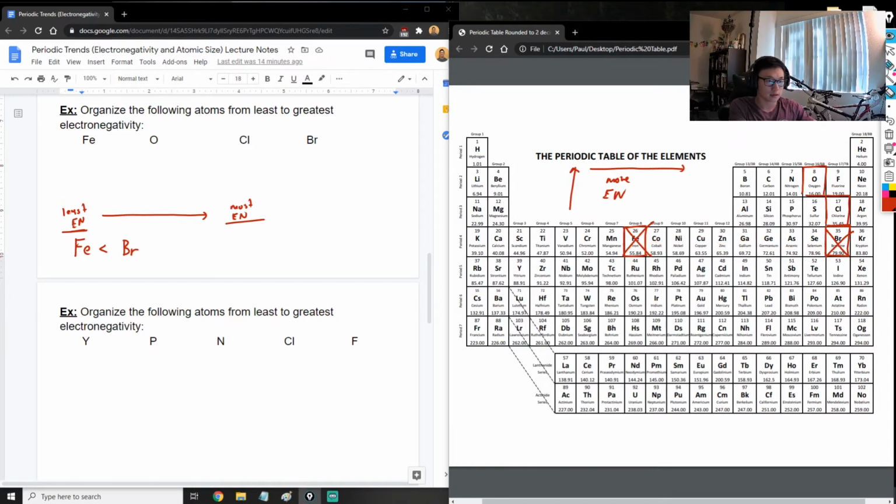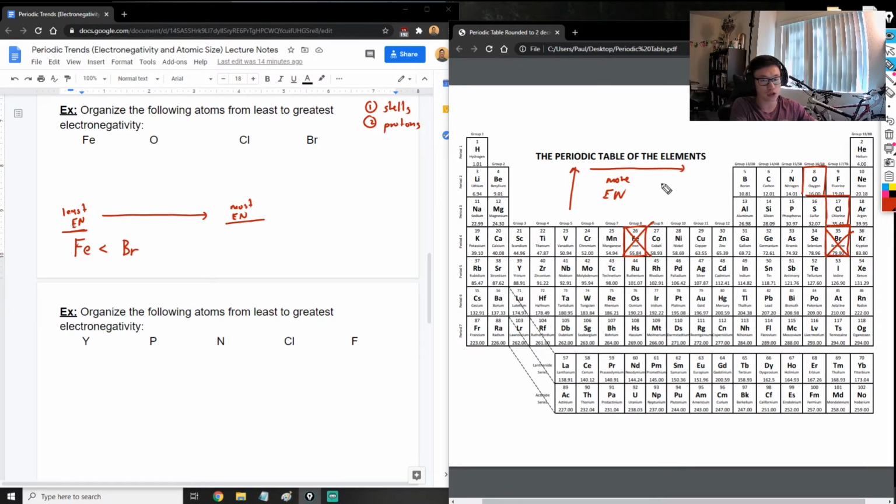All right, so when we take a look at this, this is kind of a weird situation, right? Because they're kind of diagonal from each other, oxygen and chlorine. So which one is more important, going up or going to the right? Because O is higher on the periodic table, but chlorine is more to the right. So now we have to look at the things that we learned. So first we have to look at the shells, and then we have to look at the protons.